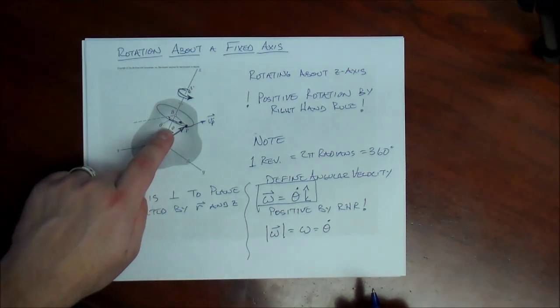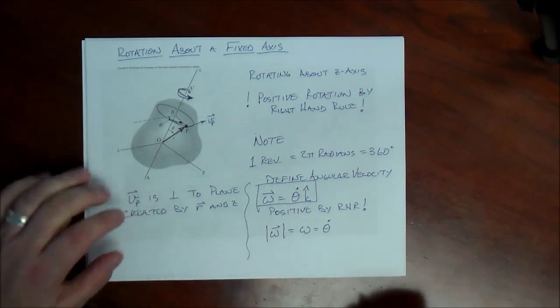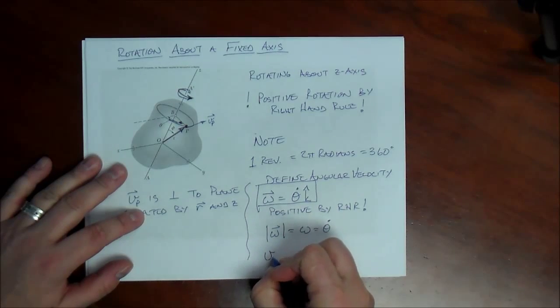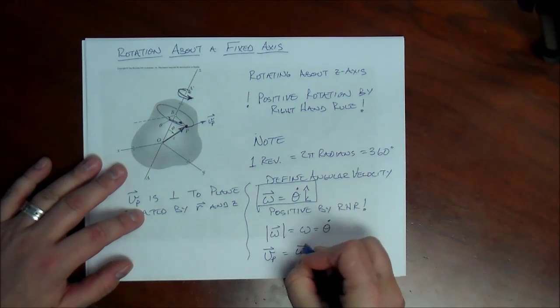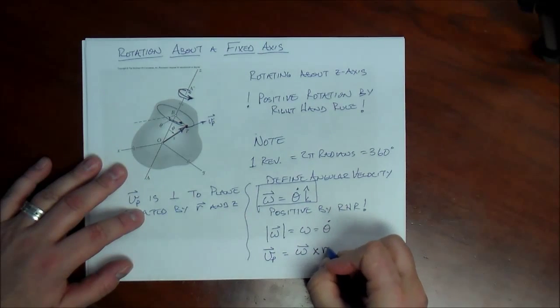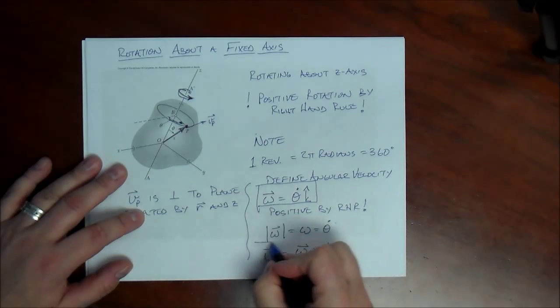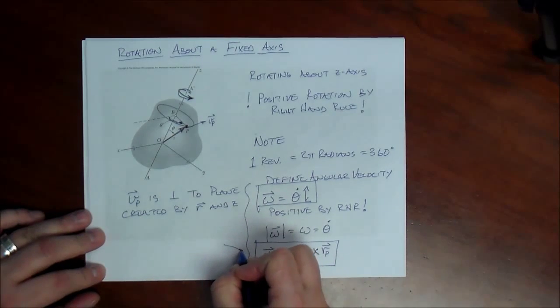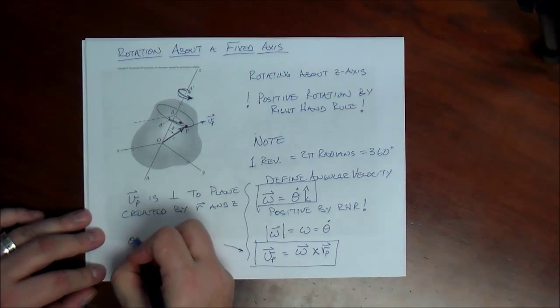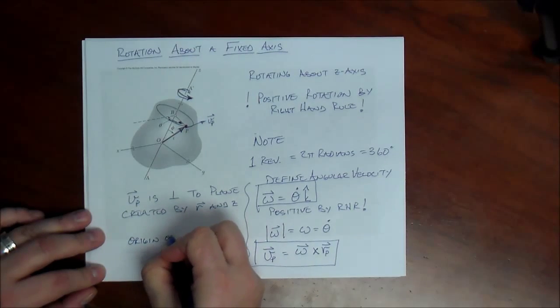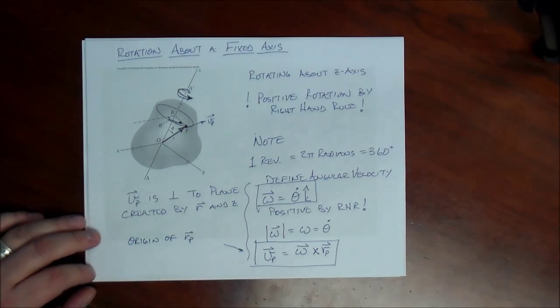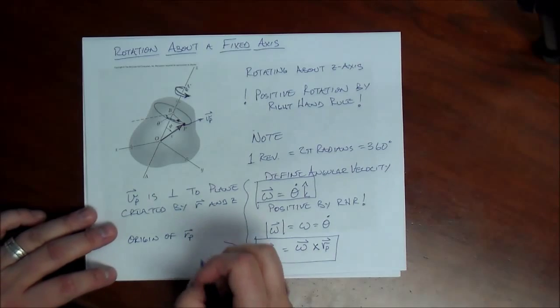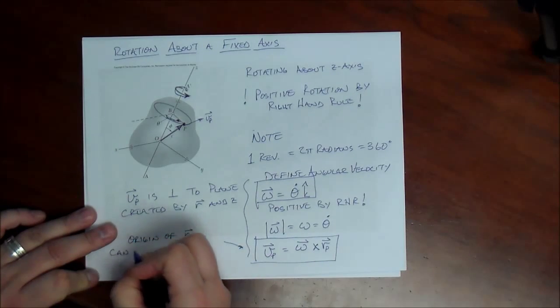Now, given this definition for angular velocity, we can come up with an equation for the velocity of the point P. And the velocity of P, the vector, is equal to omega, the angular velocity vector, cross with the position vector r. And that is the equation for the velocity of a point on a rigid body rotating about a fixed axis. An important thing about this equation is that the origin from which you measure the position vector, r sub p, that origin can be anywhere on the axis of rotation.